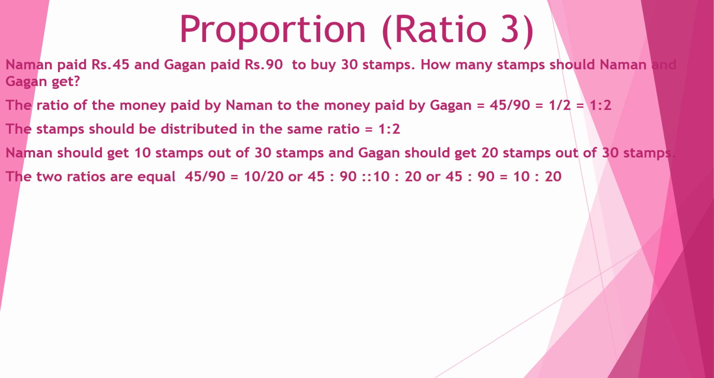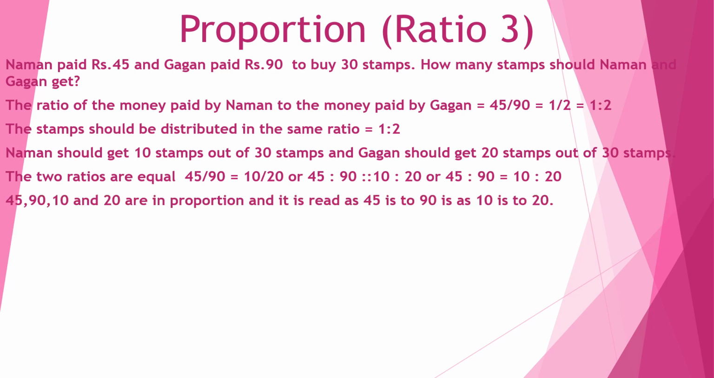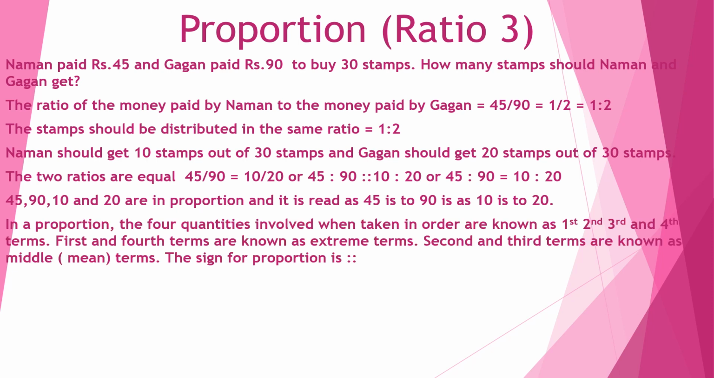The two ratios are equal. 45 by 90 is equal to 10 by 20. Or we say that 45:90 is as 10:20, or 45:90 is equal to 10:20. 45, 90, 10 and 20 are in proportion and it is read as 45:90 is as 10:20.